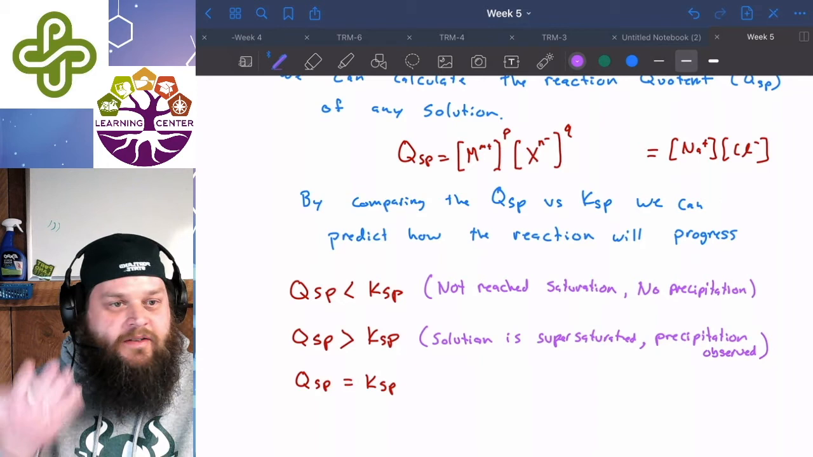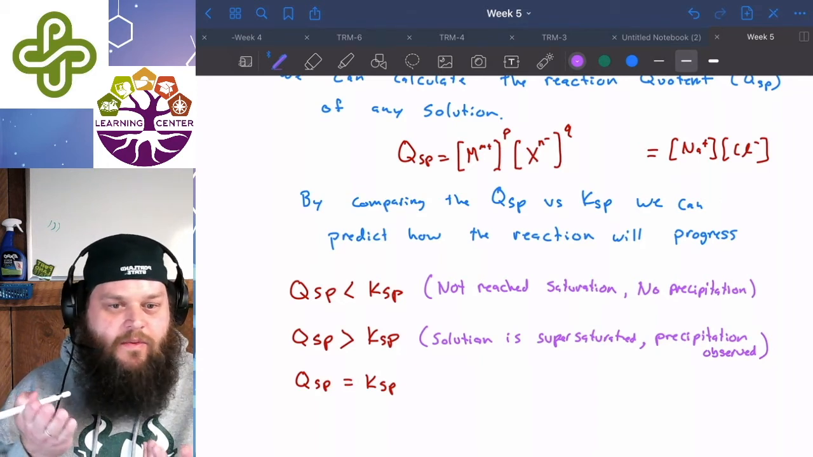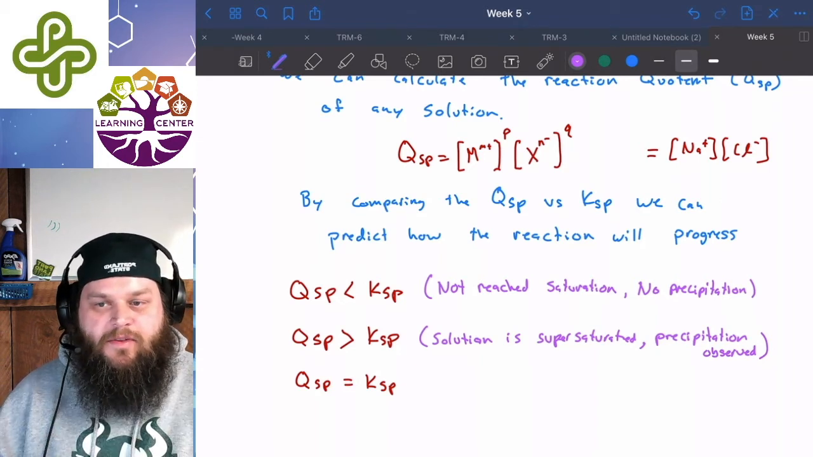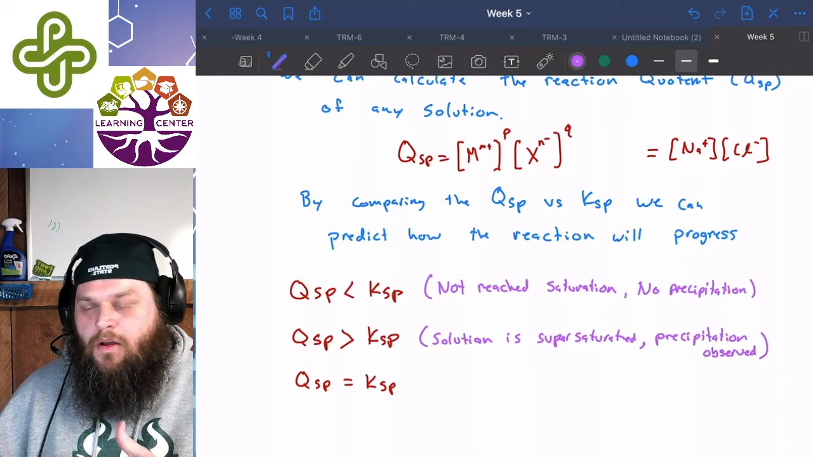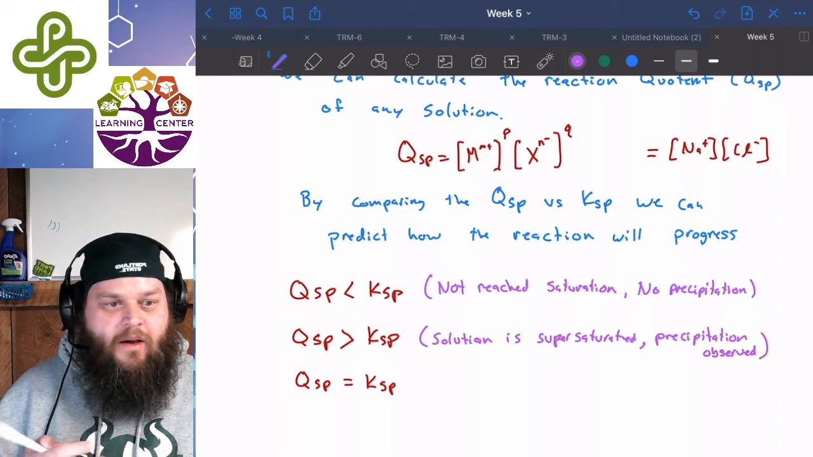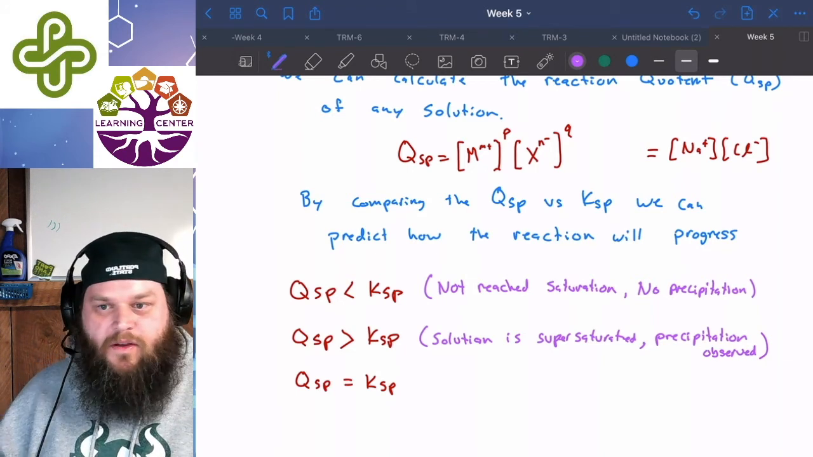And this could be in various different ways. If you were to increase the concentration of one of them and leave the other one the same, you're beyond precipitation, and some of it's going to bond together. If you reduce one of them down, then you're going to have a little bit as well.